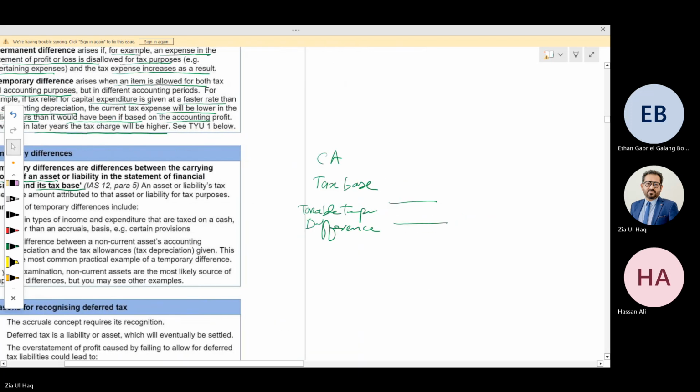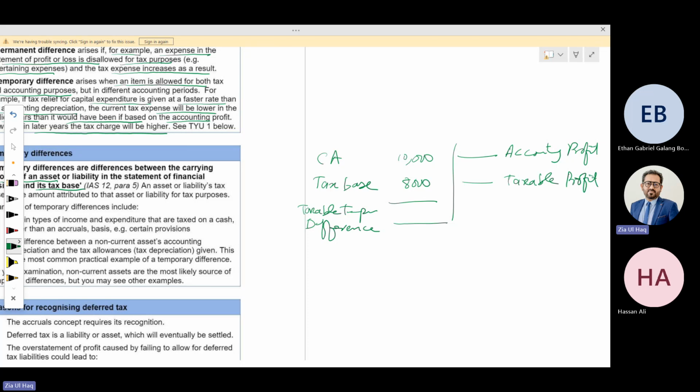What is meant by carrying amount? According to accounting profit. Carrying amount means according to accounting profits. We charge some depreciation, and according to that depreciation, the carrying amount of the asset is say 10,000, while the tax department says no, you need to charge more depreciation. According to that, the carrying amount of the asset is say 8,000. That is according to taxable profit. The carrying amount according to the tax department is called a tax base.